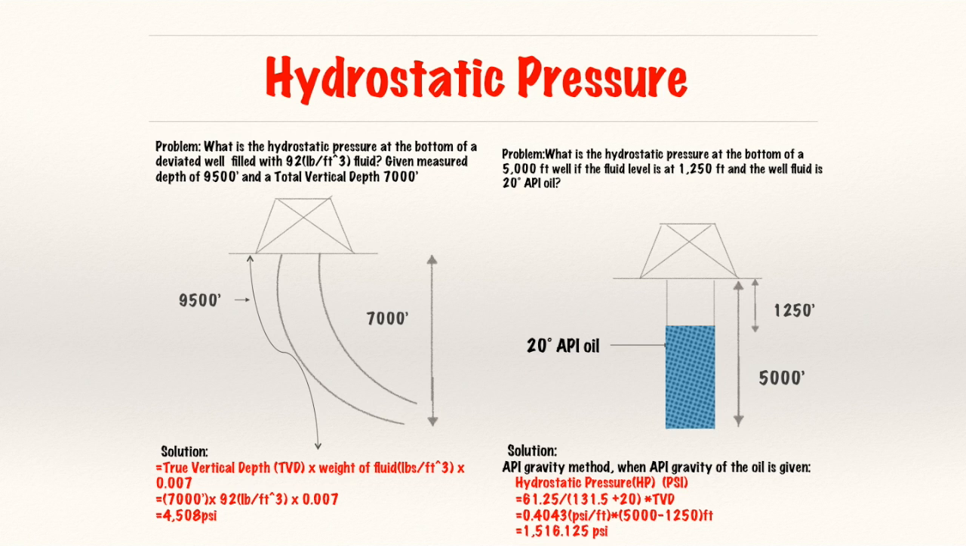Easy peasy. Next, what is the hydrostatic pressure at the bottom of a 5,000 feet well if the fluid level is at 1,250 feet and the well fluid is 20 API oil? So I've been given my API oil. I know my API oil, so I can take my API gravity method formula. I know that 661.25 divided by 131.5 plus 20, multiplied by my true vertical depth. I also know that in order to get the height of my fluid, I have to subtract. So I do 5,000 minus 1,250. I get my height. I multiply by the fluid gradient. Then my answer comes down to 1516.125 psi. Let's move on.